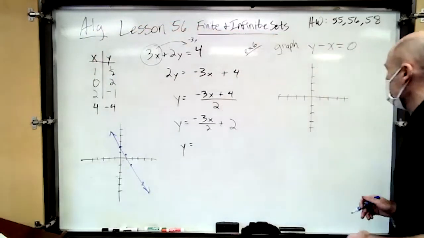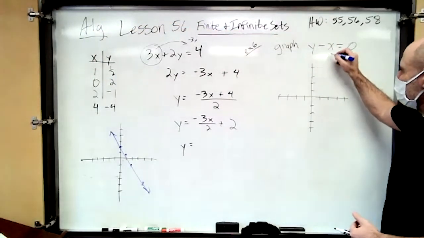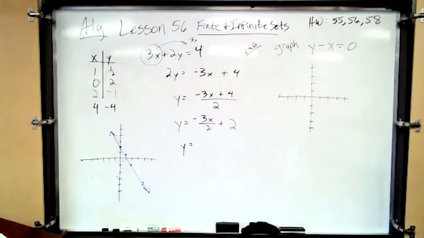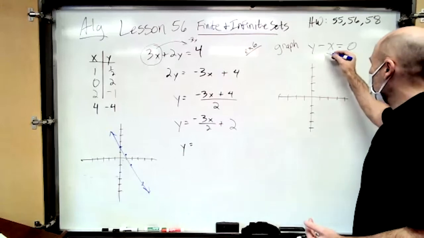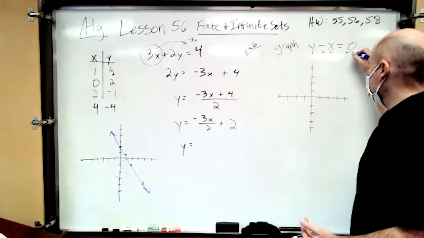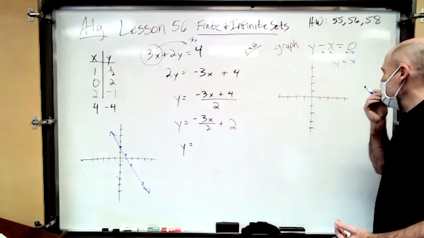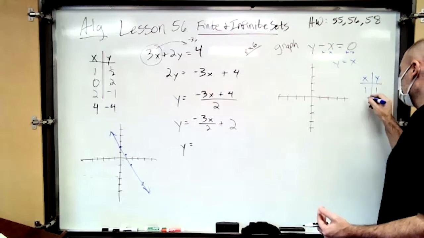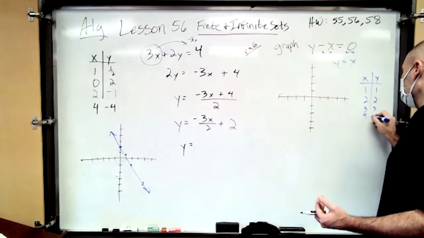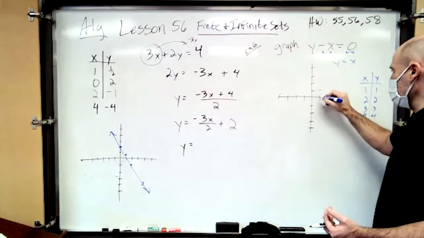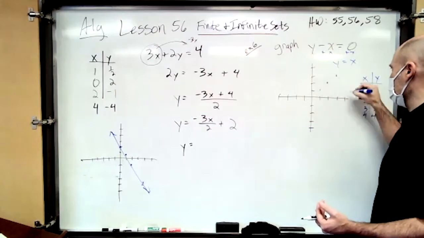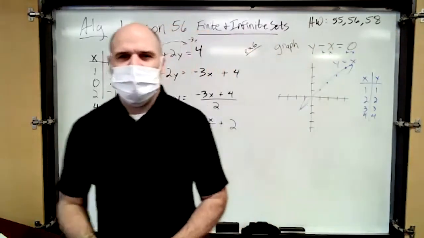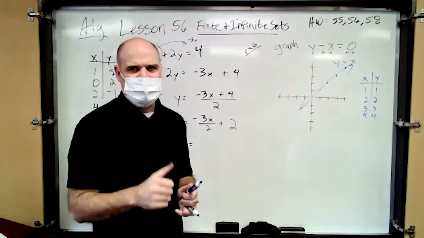Here we go. So I'm going to rearrange this. If you put the x over on the other side, it just becomes a positive x, right? Or you could just add x to both sides, doesn't matter. So y equals x. So when does y equal x? Any number, 1, 1, 2, 2, 3, 3, 4, 4. How do you graph those? Over 1, up 1, over 2, up 2, over 3, up 3, over 4, up 4. So that's what your graph looks like. Okay? You guys feel good about this?